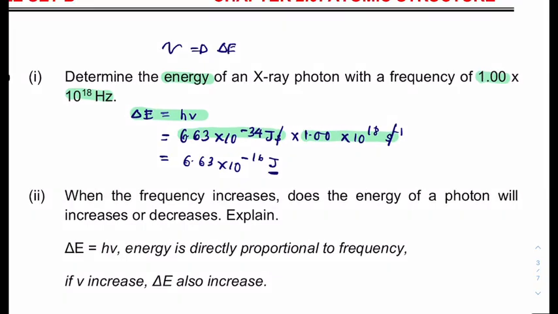Next, when frequency increase, does the energy of a photon will increase or decrease? Okay, so you kena cari relationship between frequency and energy, and relationship ni ada pada formula delta E equal to HV. Okay, so H ni adalah constant, Planck constant. Okay, so jadi kalau V increase, apa yang berlaku? Delta E also will be increase. So energy is directly proportional to frequency.